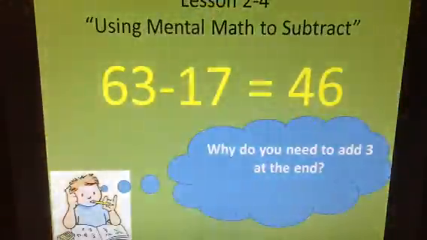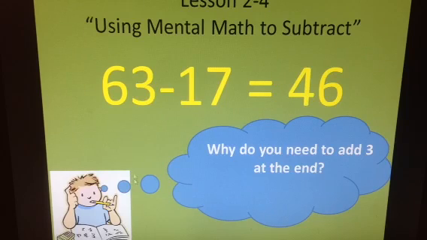However, why do you need to add 3 at the end? This was difficult for students. You need to add those 3 back in at the end because you took an extra 3 away. You didn't take 17 away, you took 20 away, so you need to add 3 more back in.